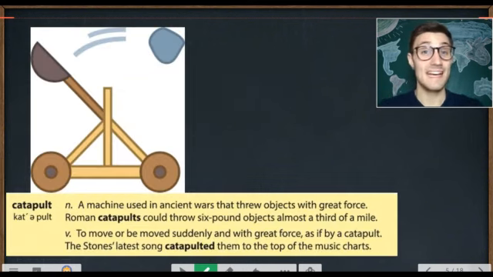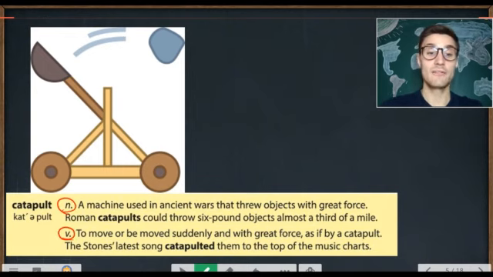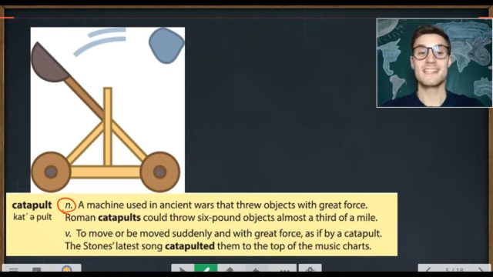Great. Next up, it's catapult. Catapult has a noun and verb meaning. First, the noun catapult is the name of a machine used in ancient wars that threw objects with great force. This is a catapult. Roman catapults could throw 6-pound objects almost a third of a mile.